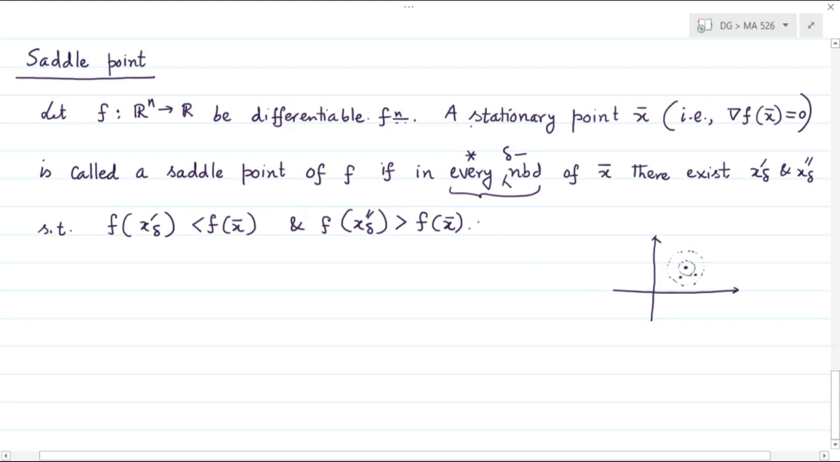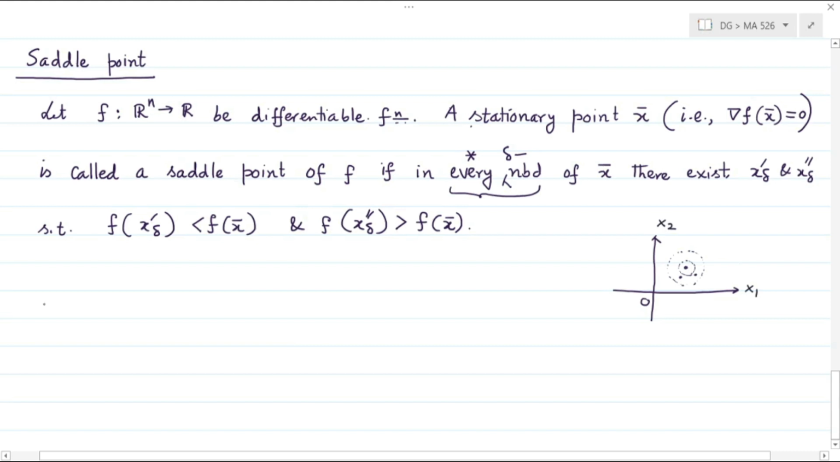Fine. So if you have found only one delta value, and accordingly one delta neighborhood, for which you have found x delta dash and x delta double dash satisfying these two inequalities, that does not imply the point x bar is a saddle point. So please be careful here: for every delta neighborhood you have to provide x dash delta and x double dash delta satisfying these two inequalities, right? Fine.